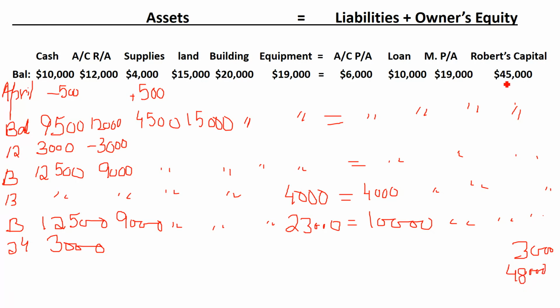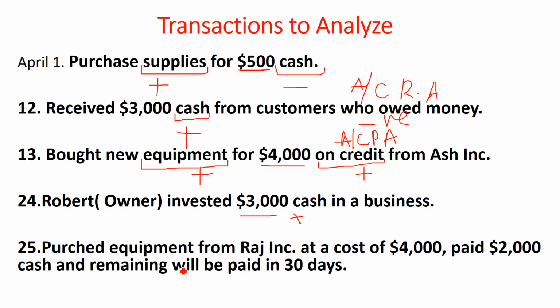Before, the owner's equity was 45,000, and he invested 3,000 more. So it is now 48,000, and these accounts remain the same. But here in the balance we have 15,500 cash. And the last transaction is purchase of equipment.